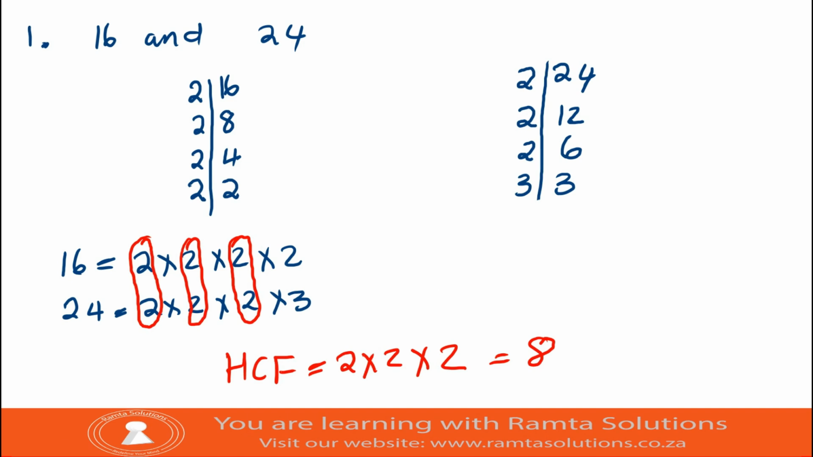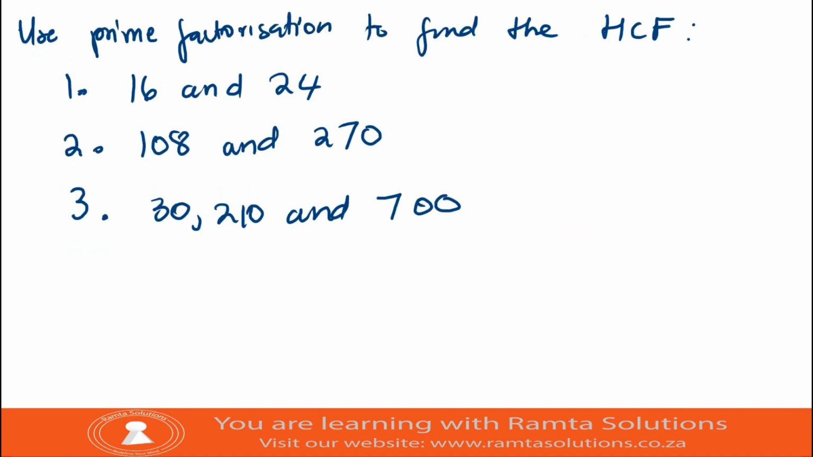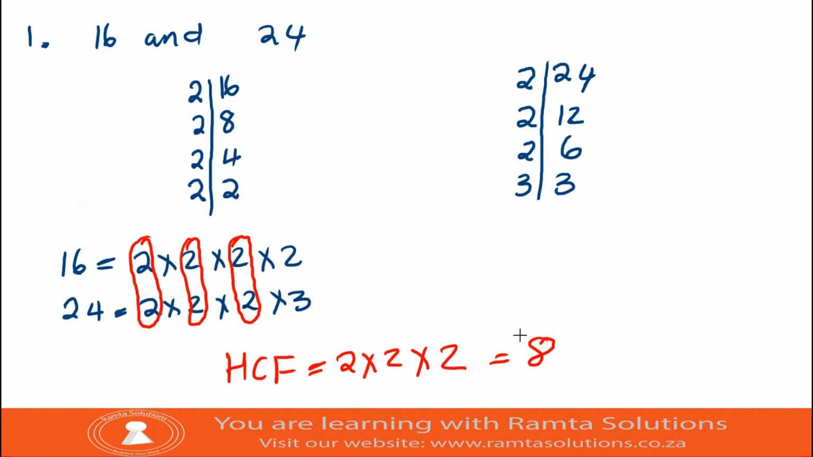Let's go check the opening example. We found that the highest common factor is 8. Remember, this method will not be conducive when you are dealing with bigger numbers, okay? All right. Hence, we're doing prime factorization. Now we're going to number 2. This one we said it was 8, so we are sorted.